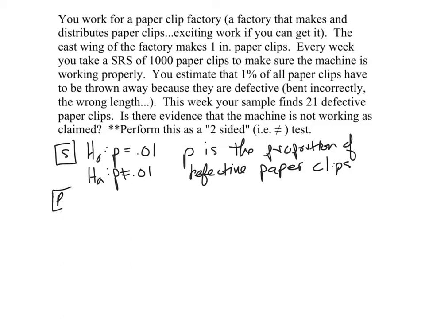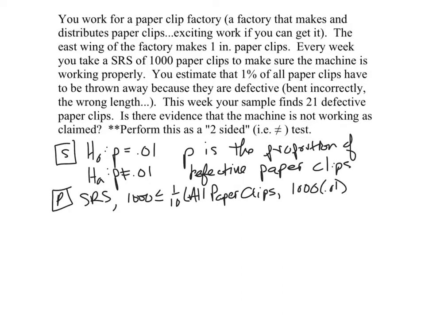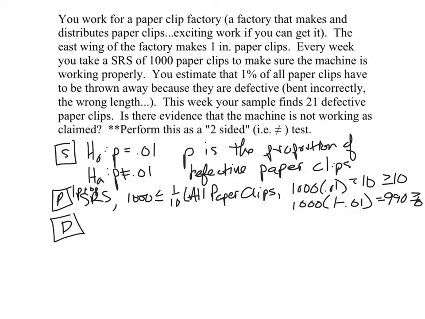Our plan. Well, it is a proportion, so we had a simple random sample. The next condition is that our sample size is less than or equal to 1/10 of all paper clips. And last, that our sample size multiplied by our proportion, and our sample size multiplied by the complement, well, this is 10. This is 990. Remember, it had to be greater than or equal to 10. So we're good. The do. I should say up here, we're doing a 1 proportion Z test. We should put that in the plan.